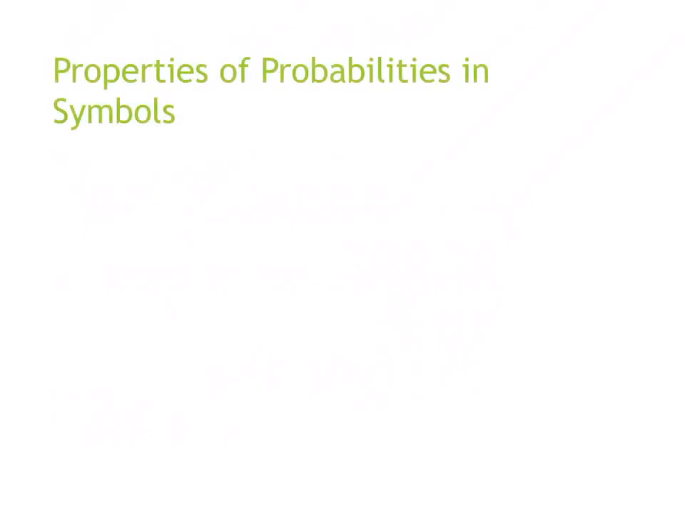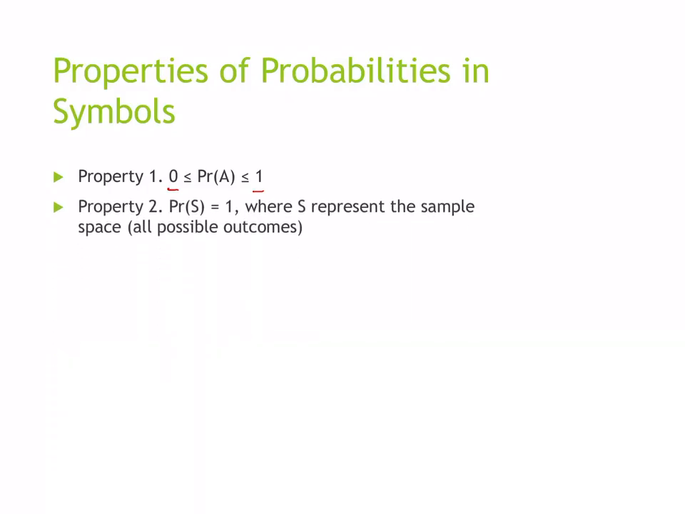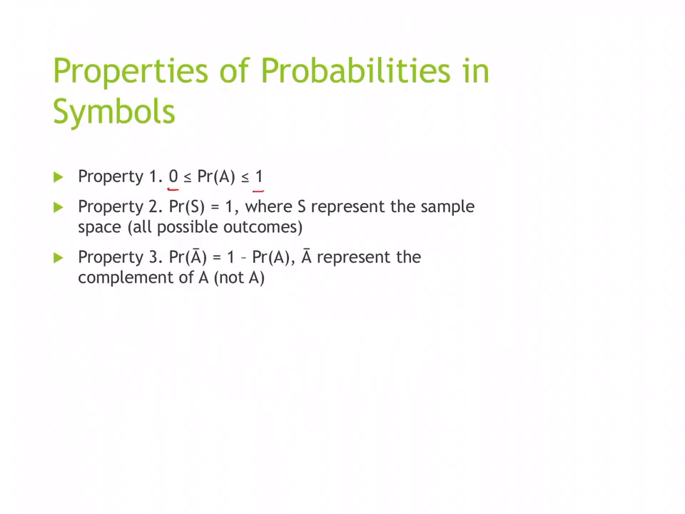So the properties of probabilities and the symbols associated with them. So when we say for the property 1, remember all the probabilities have to be between 0 and 1. The probability of event A happening has to be between 0 and 1. Property 2. The probability of the sample is equal to 1, where the S represents the sample space and all possible outcomes. Like I said, the sample space, everything in the sample space has to equal to 1.